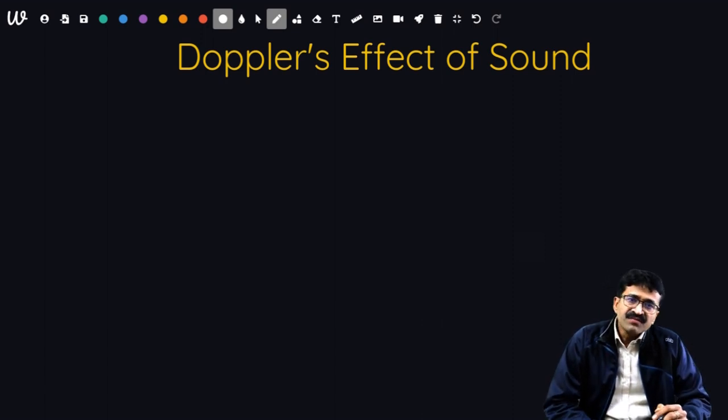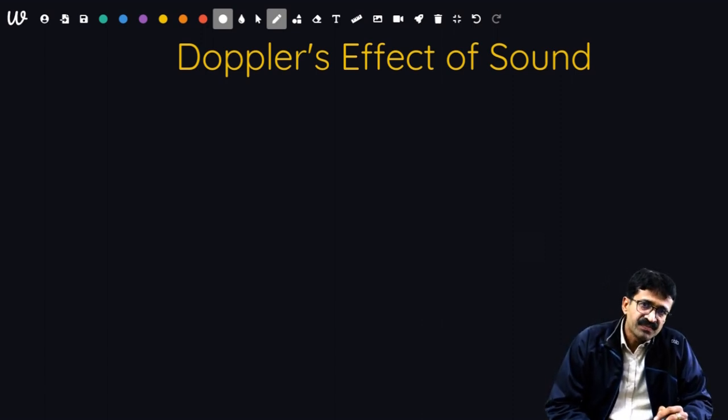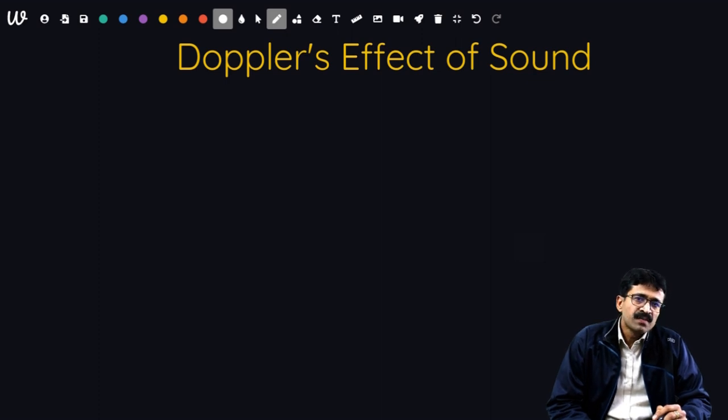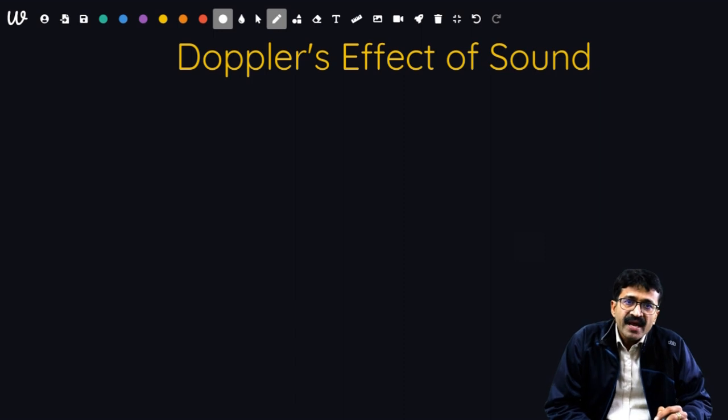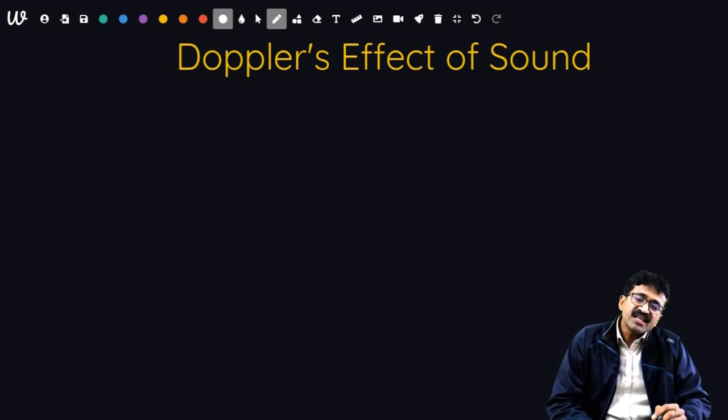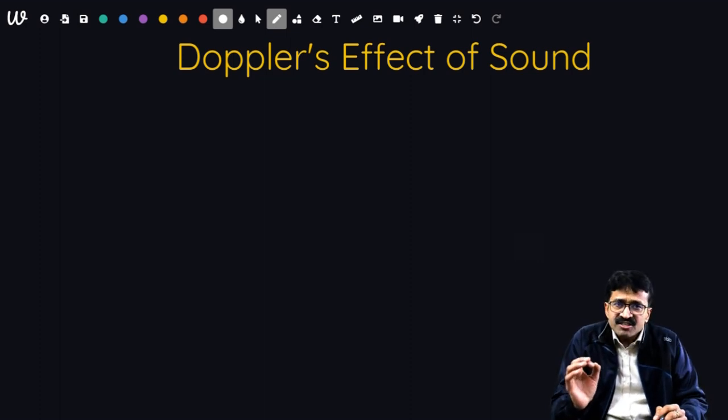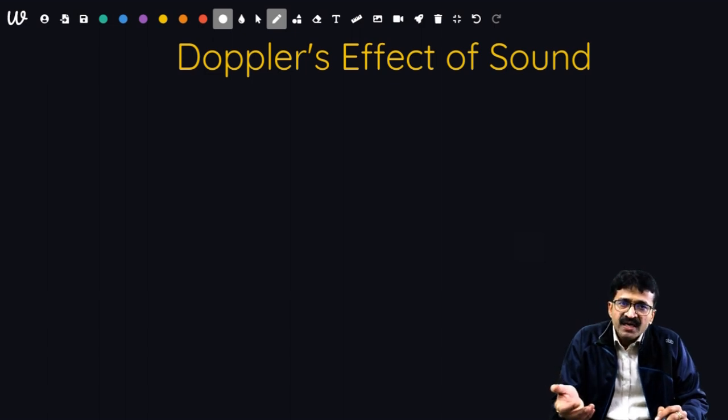When someone is standing near a railway platform and the train is approaching the platform, the person observes that the frequency of sound appears to be increasing, and whenever the train is moving away, the person observes that the frequency of sound appears to be decreasing. It does not mean that the frequency is actually increasing. It appears to be. So this is known as apparent change.